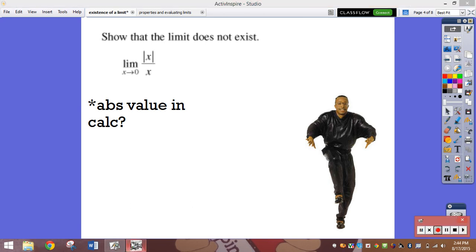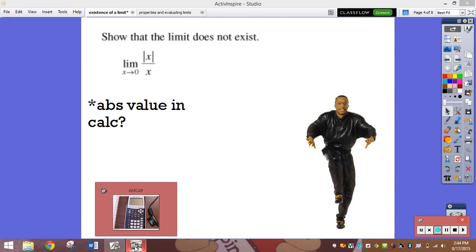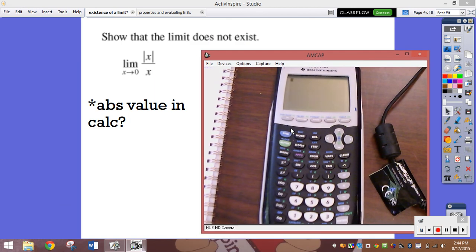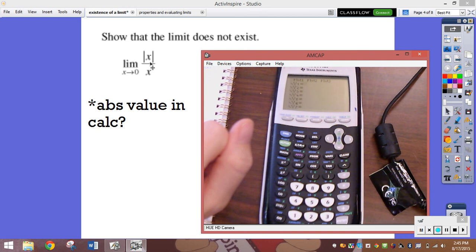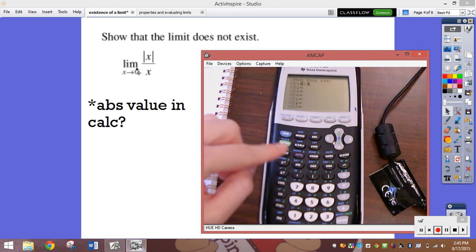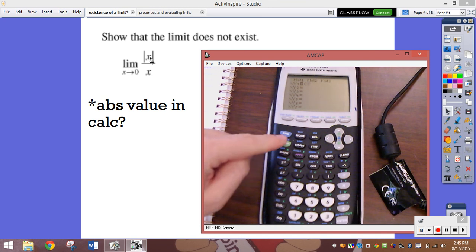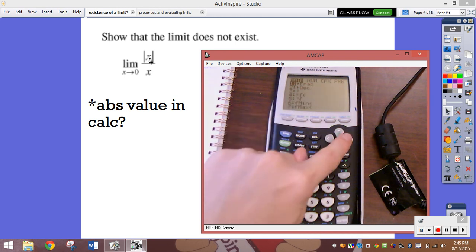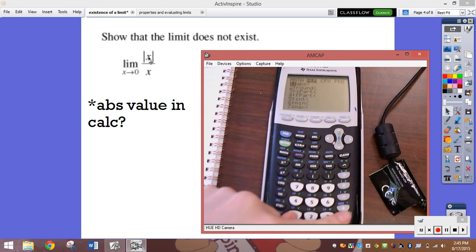If you use your graphing calculator, you want to first enter our function into the y equals menu. So press y equals. And remember, when you have a rational, you want to put everything that's in your numerator in parentheses, and then everything that's in your denominator in parentheses. So we'll start with parentheses. And to get to absolute value, you go to the math menu. So math is here. Go over to the number menu, and option number 1 is your absolute value.